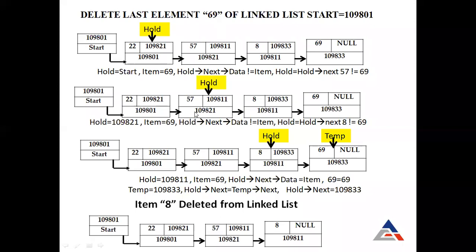Now hold becomes 109821. Fine. So I write over here hold is equal to hold of next. Hold is equal to hold of next is this one, 109821. So this becomes hold. Again my search process starts. Hold becomes 109821. This is hold. The item I want to search is 69.